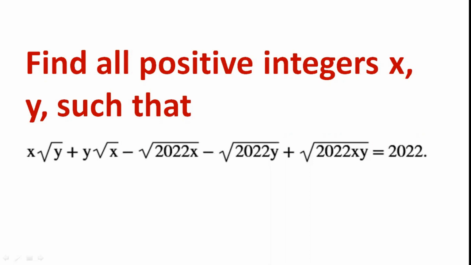Find all positive integers x and y such that x√y + y√x − √(2022x) − √(2022y) + √(2022xy) = 2022.